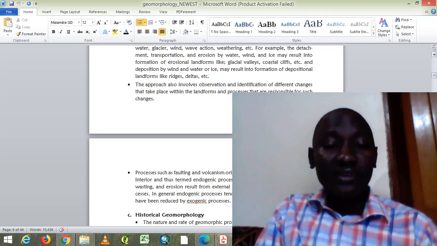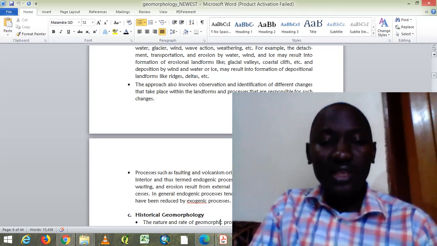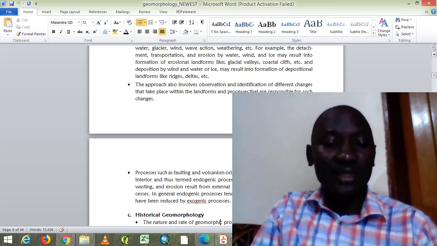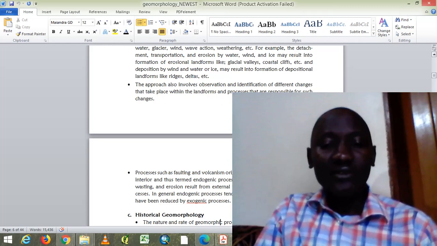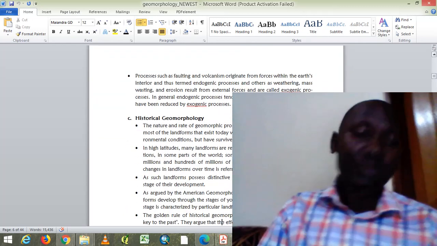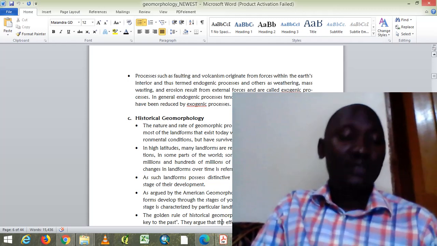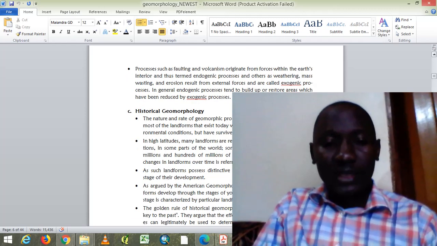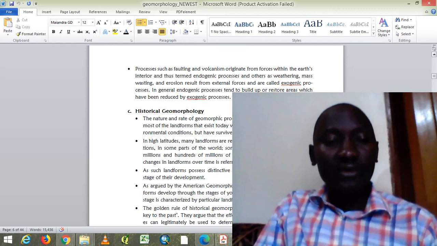Processes such as faulting and volcanism, which originate from within the Earth's interior, we refer to as endogenic processes, and others such as weathering, which occur on the surface of the Earth, we call exogenic processes. All these are the focus of people who study process geomorphology. Number 3, we talk about historical geomorphology, i.e.